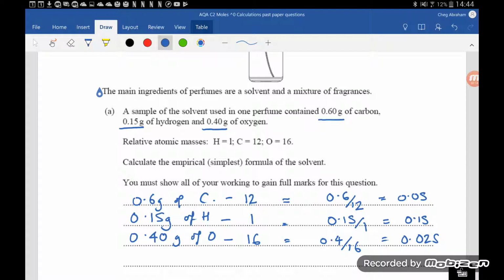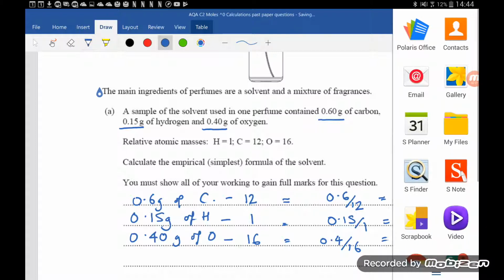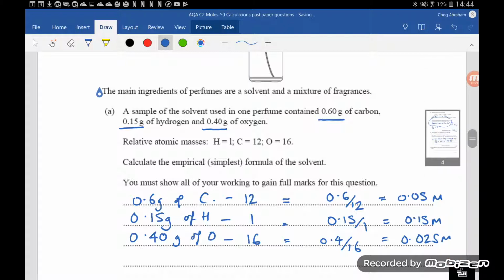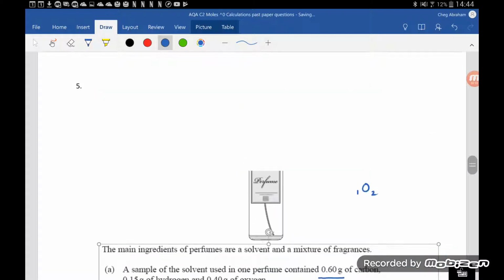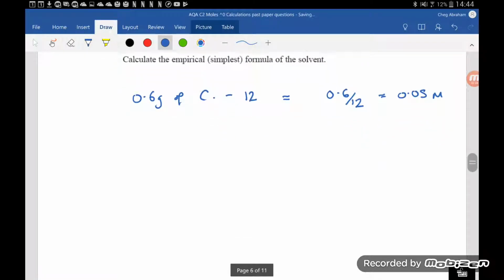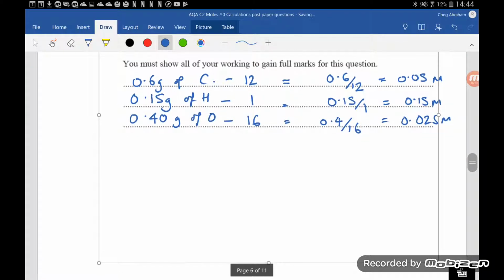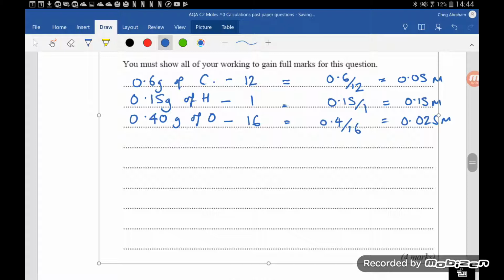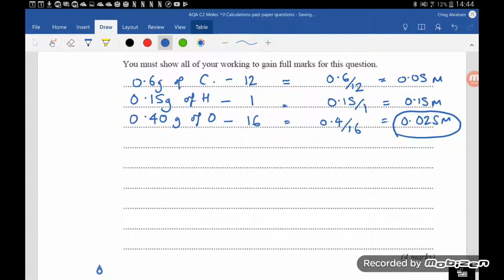So those are our molar ratios. These are the moles: 0.05 moles of carbon, 0.15 of hydrogen, and 0.025 of oxygen. Then we need to decide which is the least of these in order to decide what to do next. And the least here is the 0.025. We then find out how many times that will go into the others.